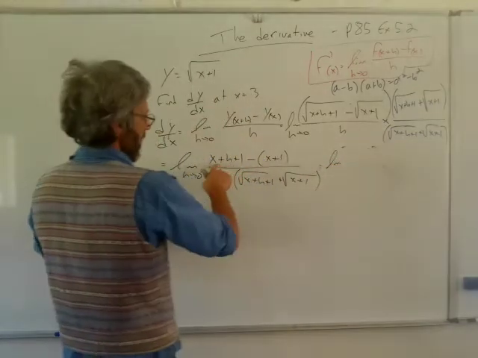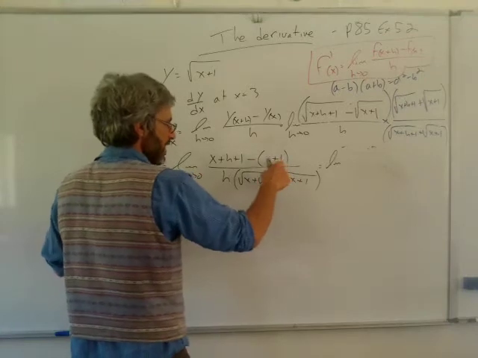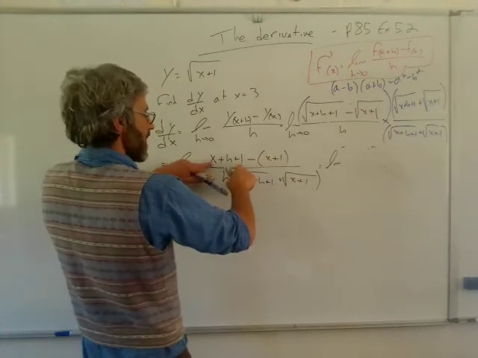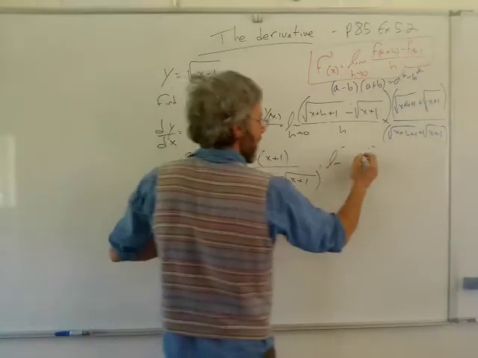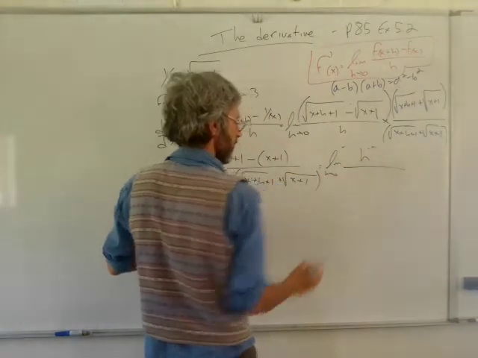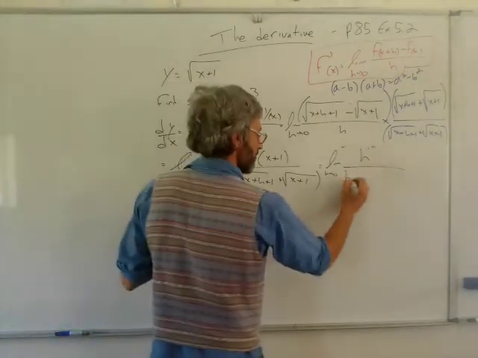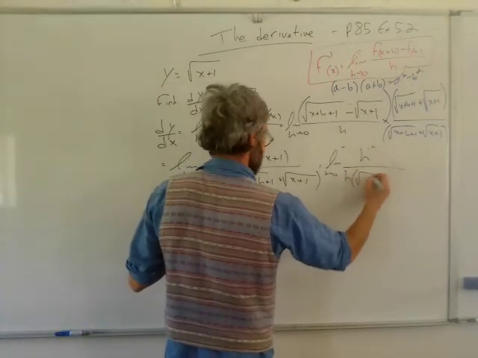Limit. Okay, x plus h plus 1 minus x minus 1. So I got rid of the x and the 1, right? So all I have is h. Aha! And you can see where it's going. I've got h in the numerator. The denominator, I have that h and the nasty stuff.